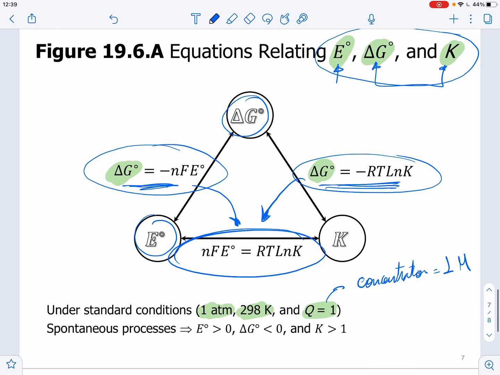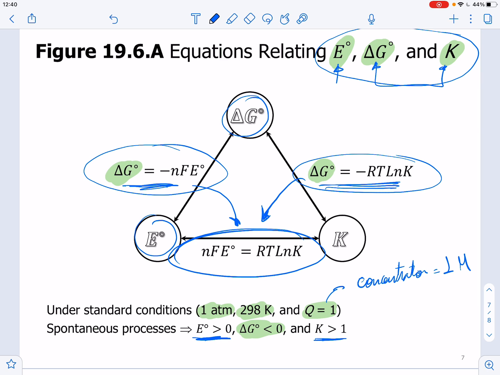And for any given spontaneous process, remember, a spontaneous process will have a delta G negative, which is right here. But what it means in terms of the other variables is that if delta G is negative and that's a spontaneous process, then the electrical potential is positive and the K is larger than 1. K larger than 1 means you are favoring the products and the reaction is moving in the forward direction. That's pretty much how you can relate all these three quantities and make the connection with spontaneity of a reaction.